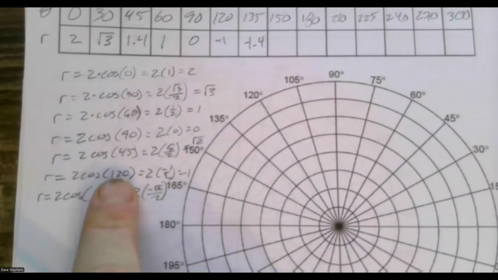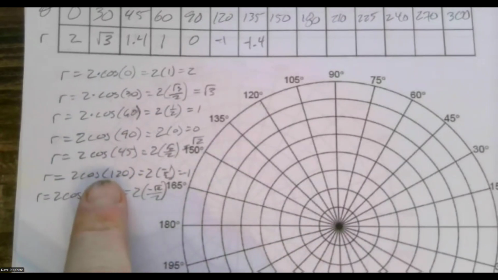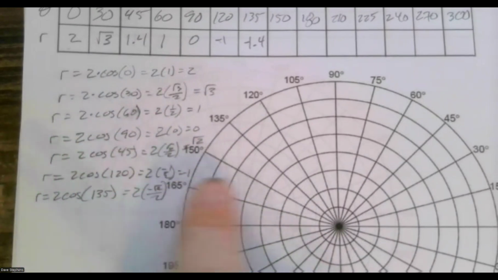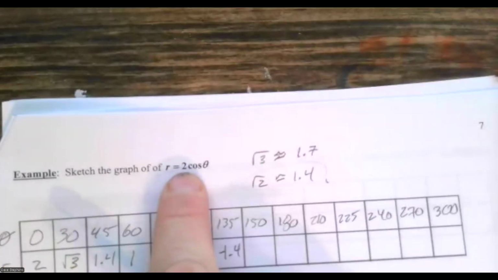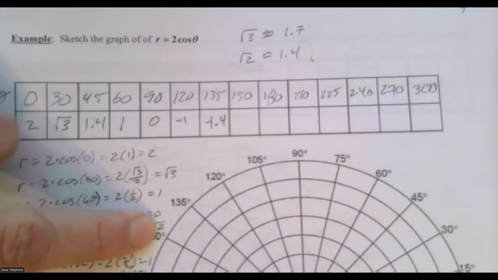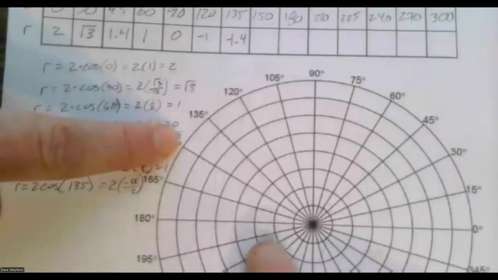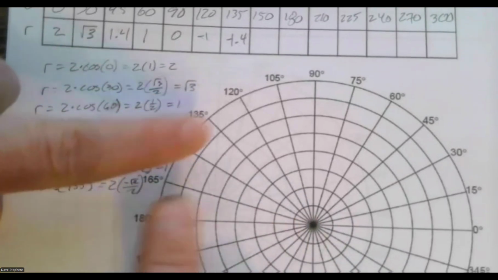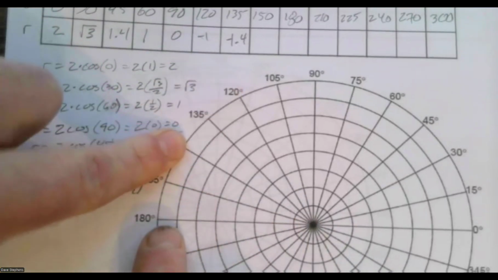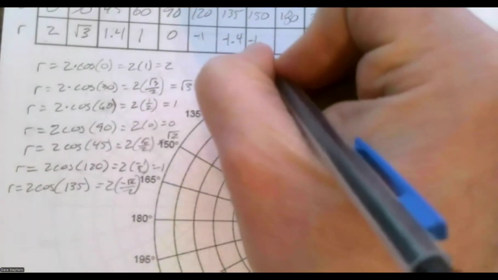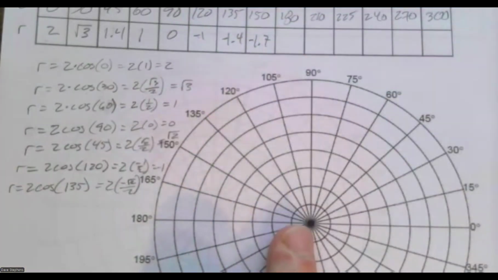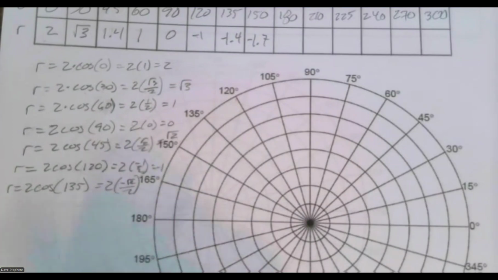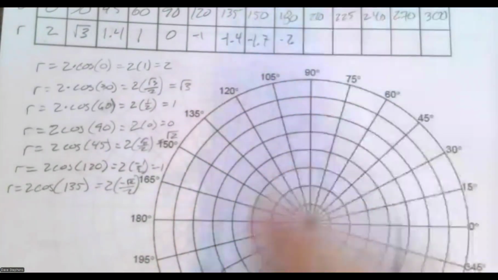I don't want to do this. This is really painful. Can we all agree with that? So whatever we get for our cosine value, can we just multiply it by 2? At 150, my x value right there is a negative root 3 over 2. A negative root 3 over 2 times 2 is negative root 3, or negative 1.7. And at 180, it's negative 1, and negative 1 times 2 is negative 2.